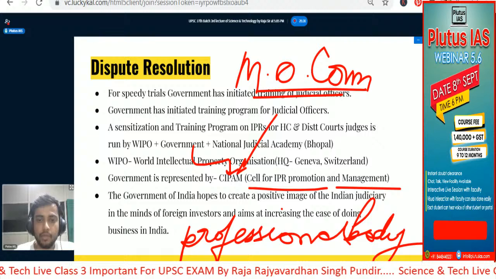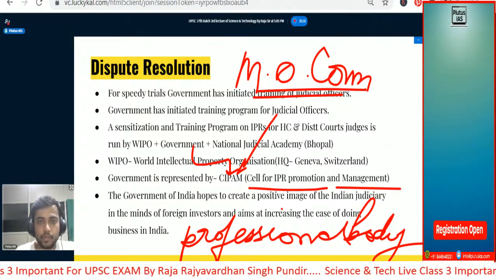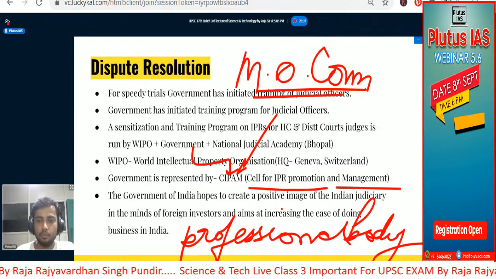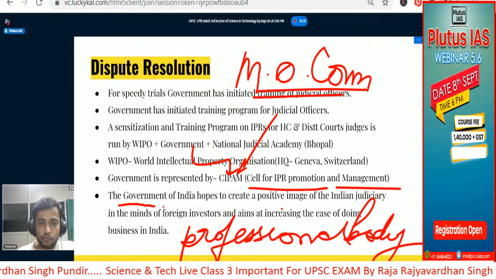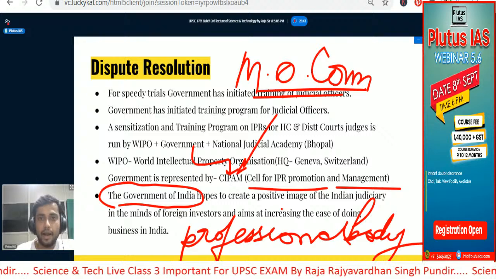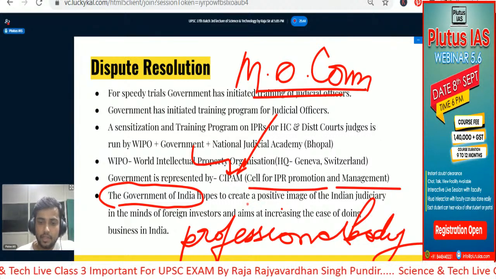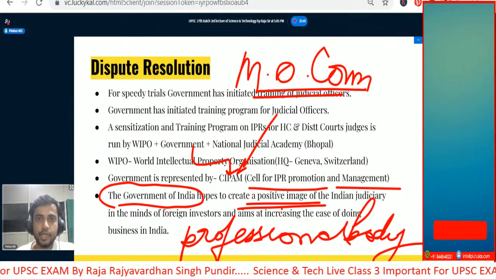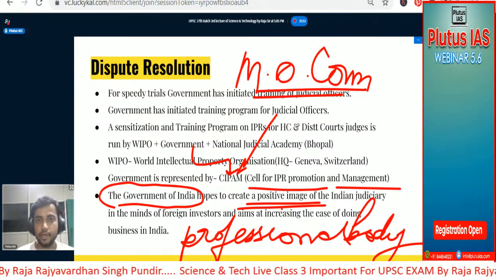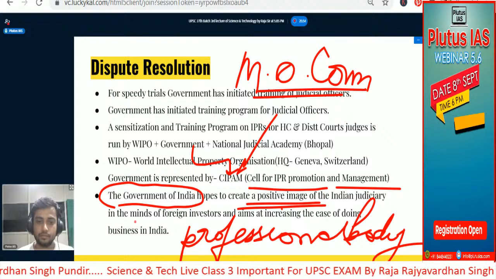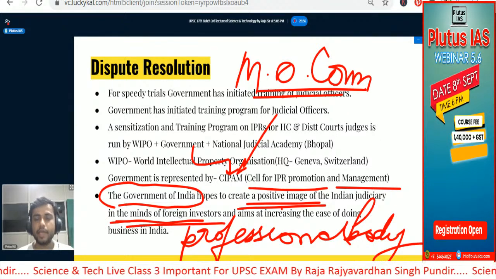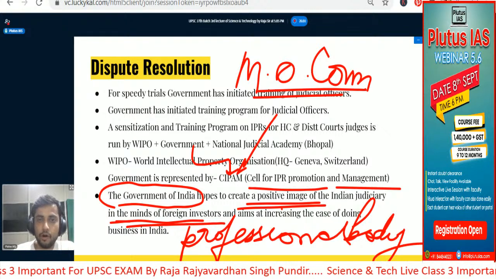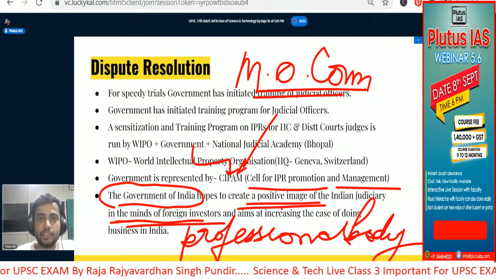So this training program is coordinated by WIPO, and on behalf of the government, we have CIPAM and the National Judicial Academy of Bhopal. The Government of India has taken many steps, and they are hoping they will be able to create a positive image of the Indian judiciary in the minds of foreign investors. The purpose should be very clear. Why are we passing these laws? Because we want to attract foreign investment. We want to improve in the ease of doing business ranking.